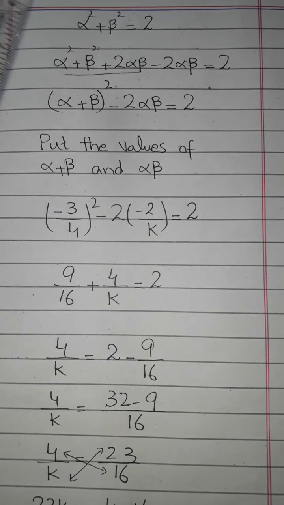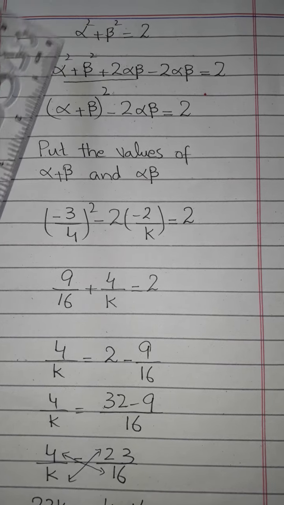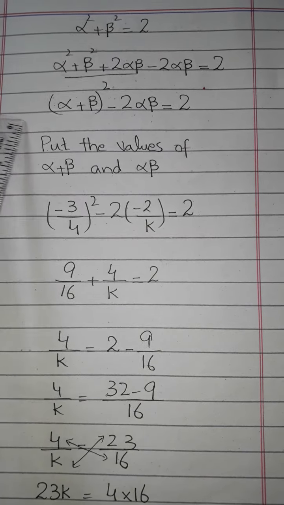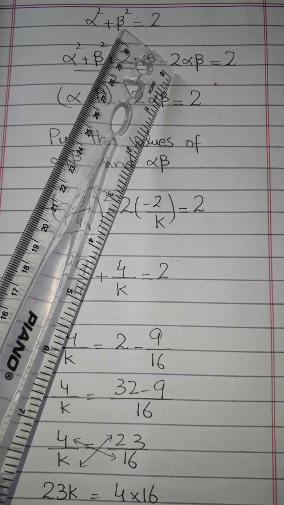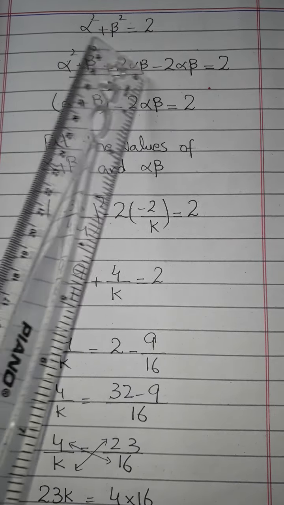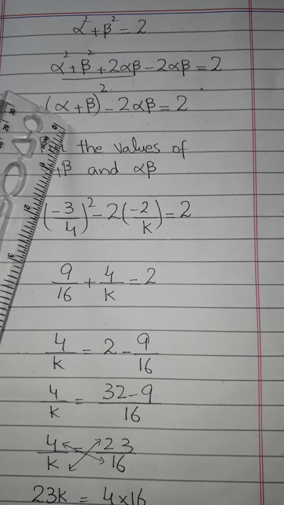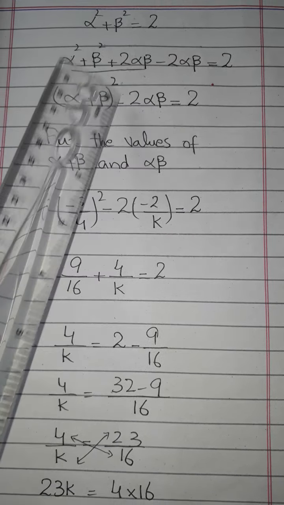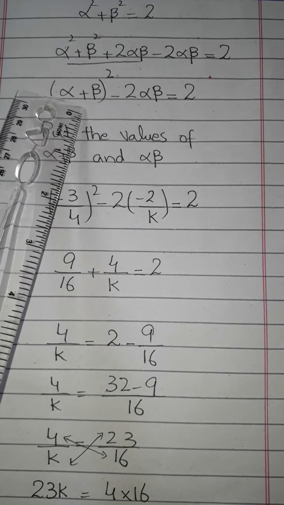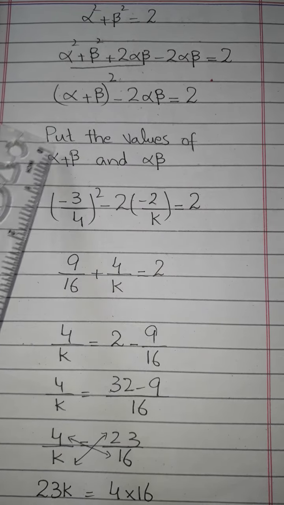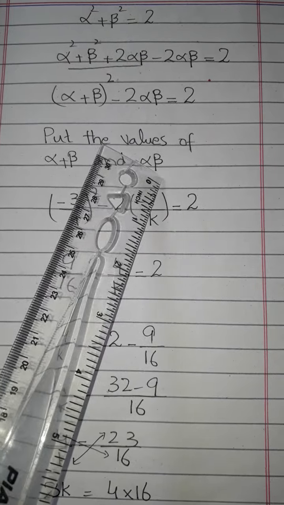Here we can't put the values of alpha plus beta and alpha beta. So after adjustment, we put plus 2 alpha beta and minus 2 alpha beta. Here it will become the whole square of alpha plus beta whole square minus 2 alpha beta as it is, which is equal to 2. Now we can put the values of alpha plus beta and alpha beta.